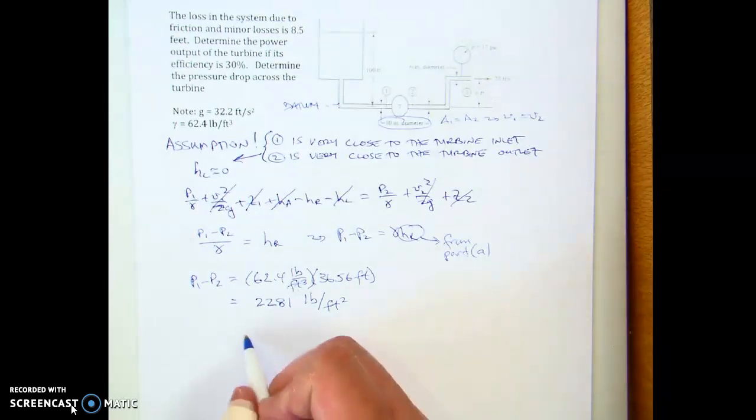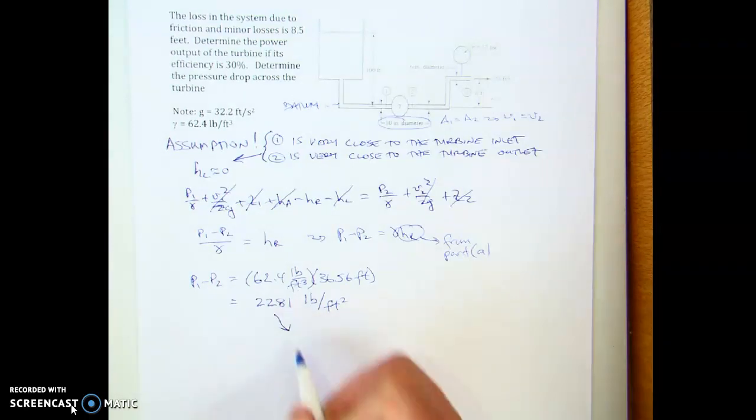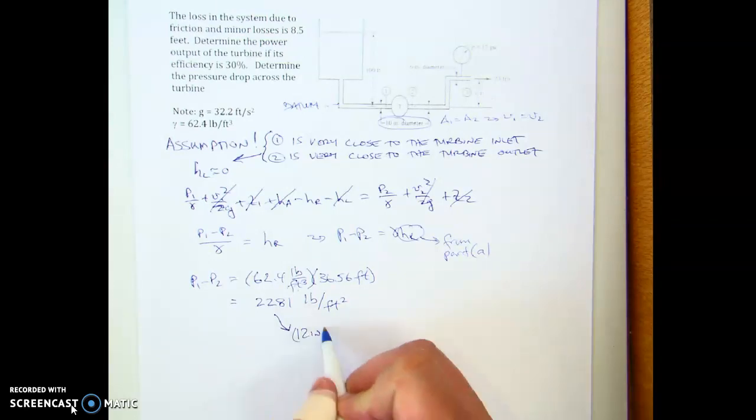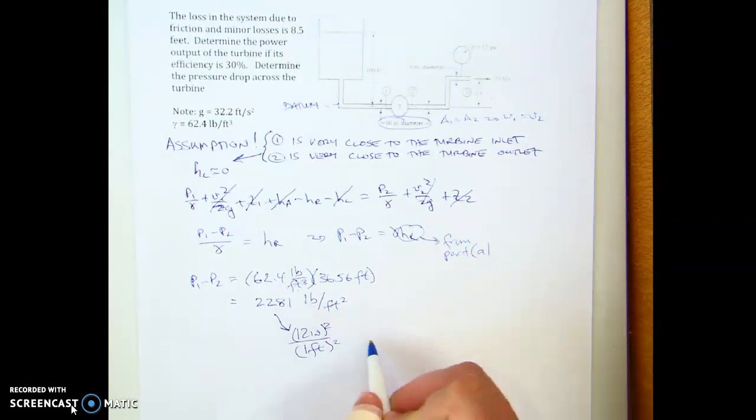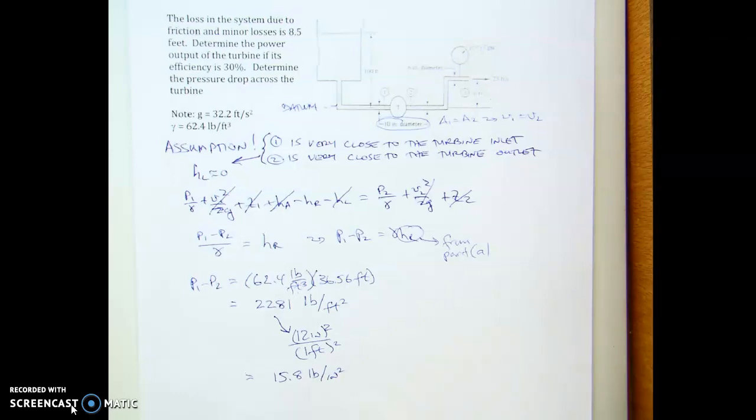So we really want to convert that. We can use 12 inches squared per 1 square foot, and you can do the conversion yourself, but what we should get is 15.8 pounds per square inch. There you have it. We'll move on to the next thing.